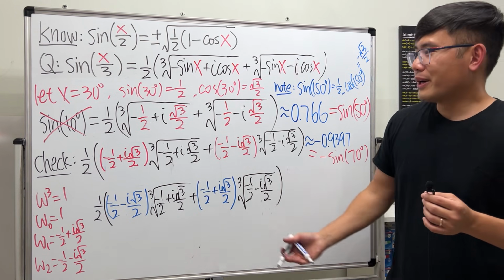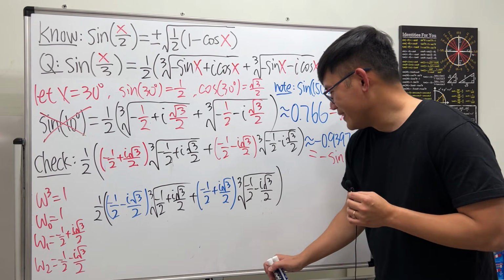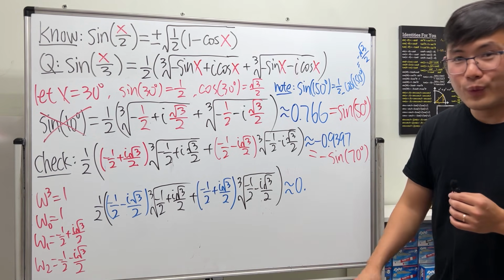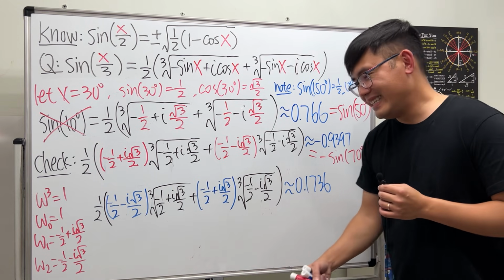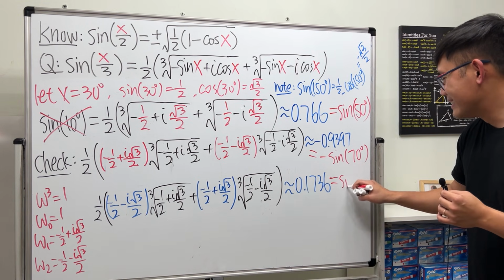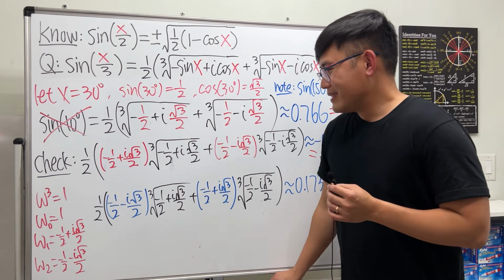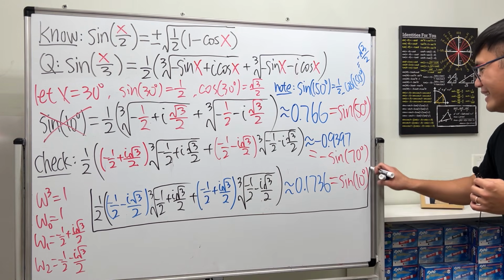Please, this right here better be sine of 10 degrees. In fact, it is. First, I'll tell you, this right here is approximately 0.1736. And indeed, this is equal to sine of 10 degrees. Wow. So ladies and gentlemen, if you want to have sine of 10 degrees, there you have it.